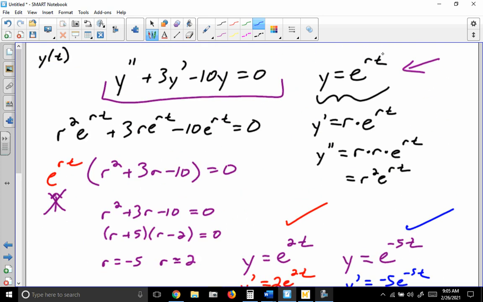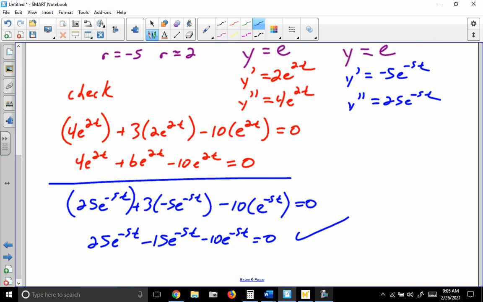We started with just an arbitrary, potential solution, and we found out what r would need to be so that it generates a solution to our differential equation. Not every value of r is going to work, but by solving our auxiliary or characteristic equation, we found out which specific r's are going to make this a solution.